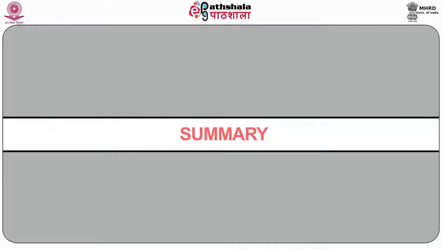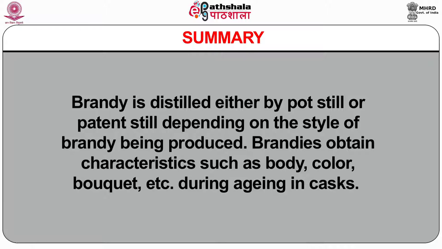Now, dear students, let's sum up what we have learned so far in brandy. Brandy is distilled either by pot still or patent still, depending on the style of brandy being produced. Brandies obtain such characteristics as body, color, bouquet, etc. during the aging in cask. All the wine producing countries in the world produce brandy, and the best brandies of the world are produced in France as Cognac and Armagnac.